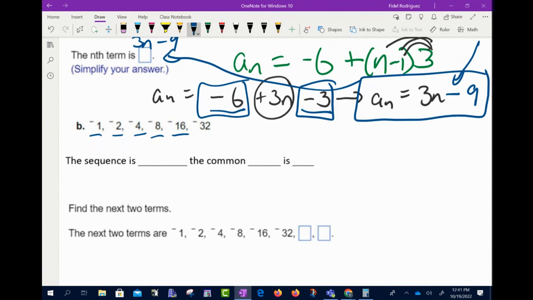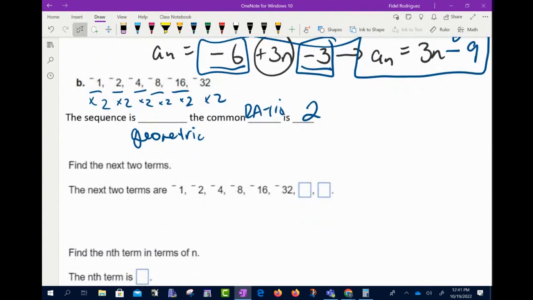So I know it's not arithmetic, but let me ask you a question. Does it look like we're multiplying each of those numbers by 2 to get to the next one? -1 times 2 gives me -2. -2 times 2 gives me -4, so on and so forth. So this is a geometric sequence, and the common ratio is going to be 2.